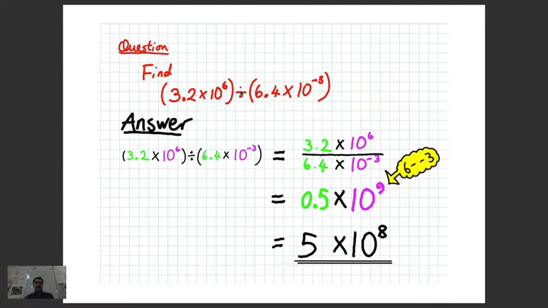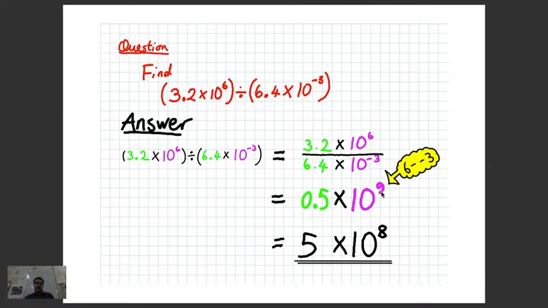So then I did this question where similar sort of structure, one number divided by another. So I wrote it as a fraction, 3.2 times 10 to the power of 6 divided by 6.4 times 10 to the power of minus 3. This is a bit trickier for a couple of reasons, as we'll see. So first of all, I'm doing the regular numbers, 3.2 divided by 6.4, and that's 0.5.